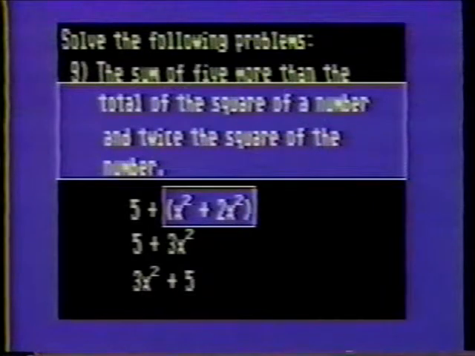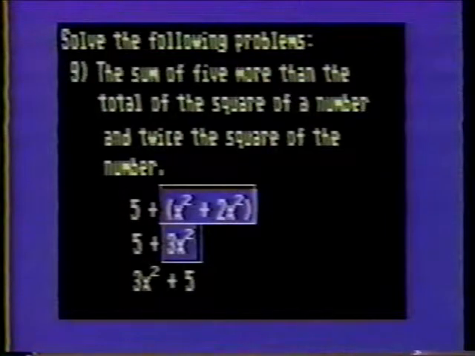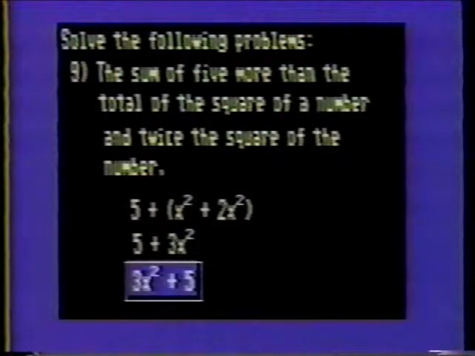Number 9. The sum of 5 more than the total of the square of a number and twice the square of the number. Let x represent the unknown number. The square of a number is x times x, which is x squared. Twice the square of a number is 2 times x squared. The total x squared plus 2x squared is 3x squared. The sum of 5 more than 3x squared is 3x squared plus 5.